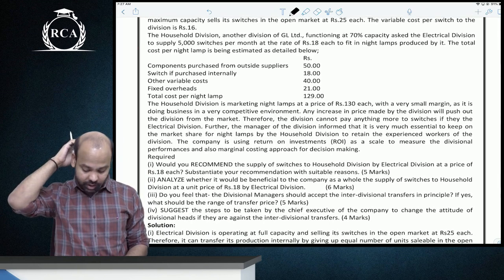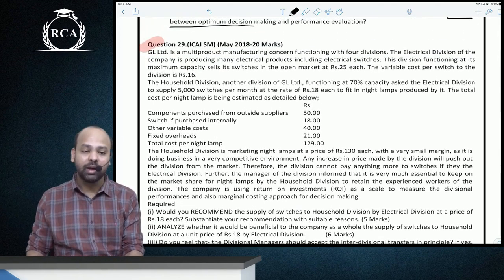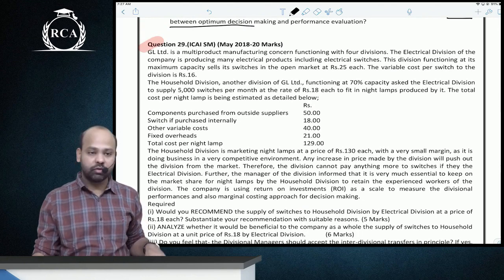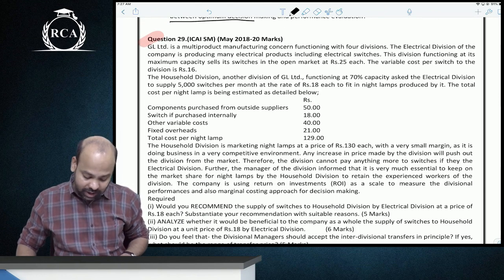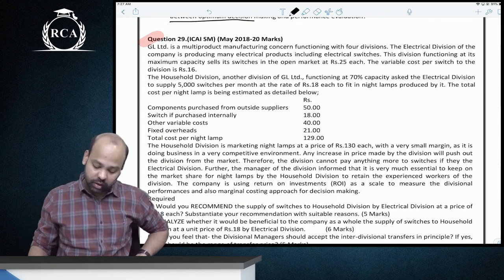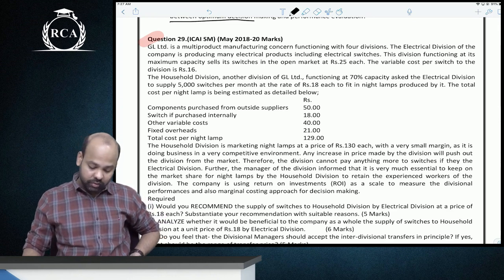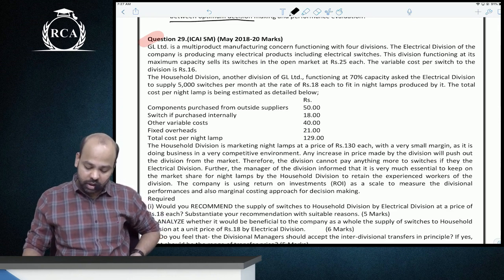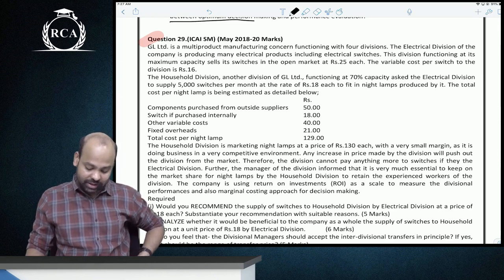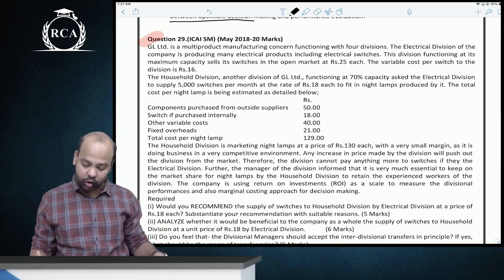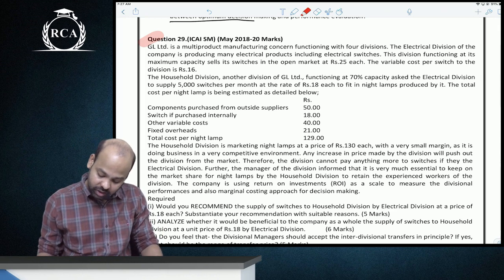Question number 29, guys, please ignore the solution given as such. This question was asked in May 2018, beta, for 20 marks. G Limited is a multi-product manufacturing concern functioning with 4 divisions. The electrical division of the company is producing many electrical products including electrical switches. The division functioning at its maximum capacity sells its switches in the open market at 25 rupees each. Variable cost per switch of the division is 16 rupees.